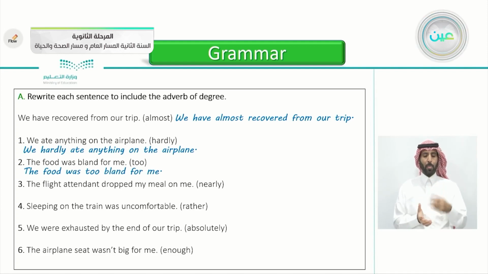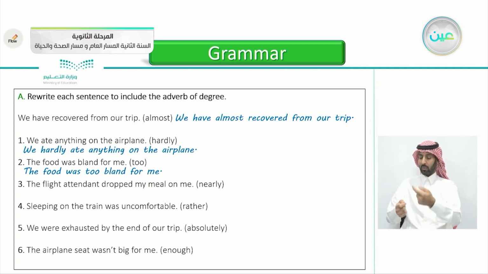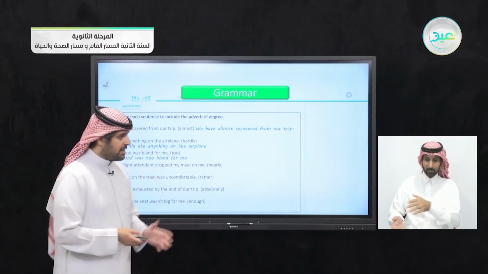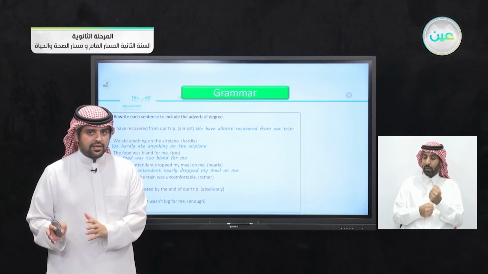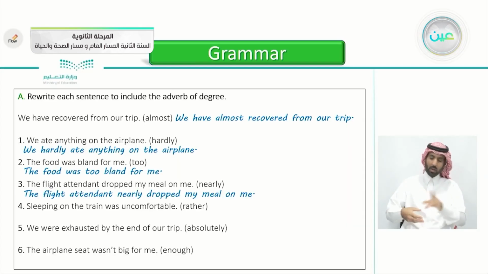Number three, the flight attendant dropped my meal on me. The flight attendant, when she or he was bringing the meal, dropped my meal on me. And the adverb nearly. Yes, very good. The flight attendant nearly dropped. It comes before the verb. Nearly dropped my meal on me. So when nearly comes before the verb, did the verb happen? No. Very good. It almost happened. The flight attendant nearly dropped my meal on me.